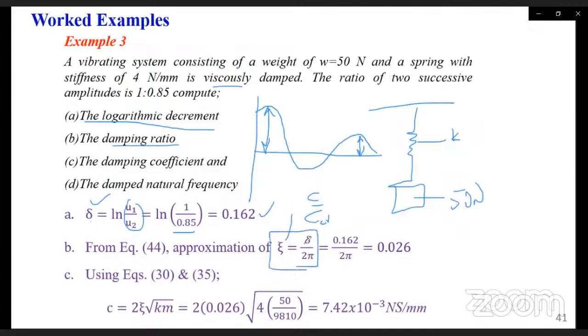So just move quickly with this. You know, from equation 44, this is given by the logarithmic decrement over 2 pi. And you get it like that.